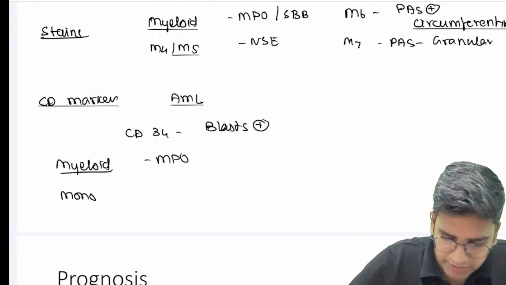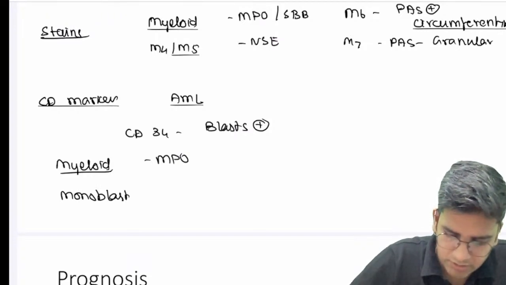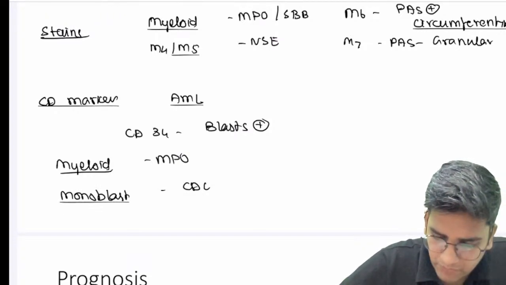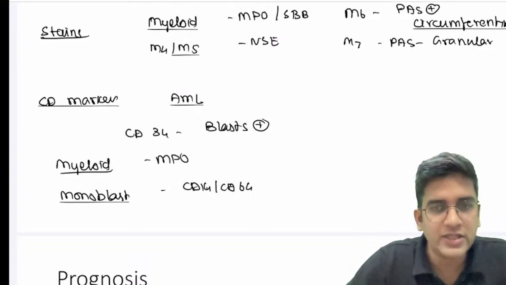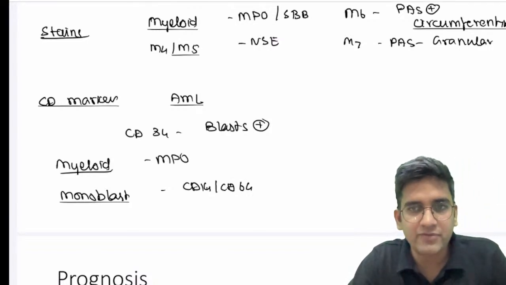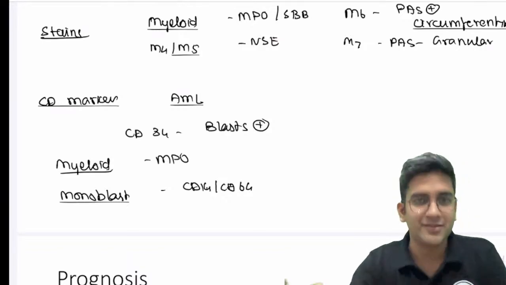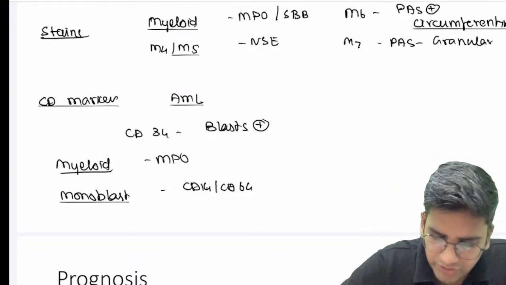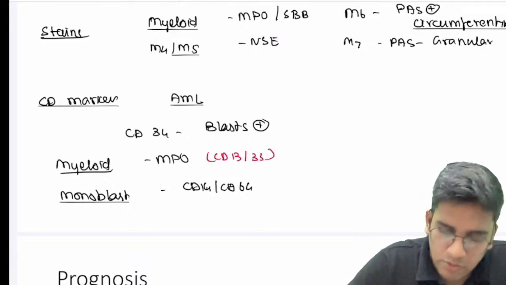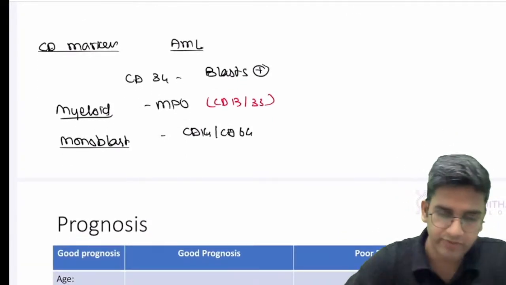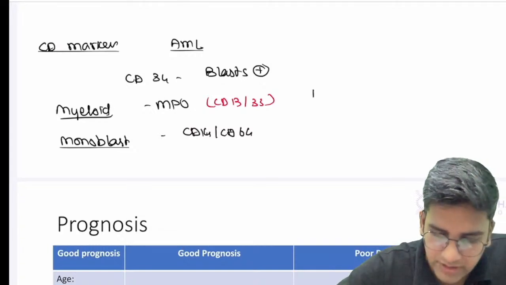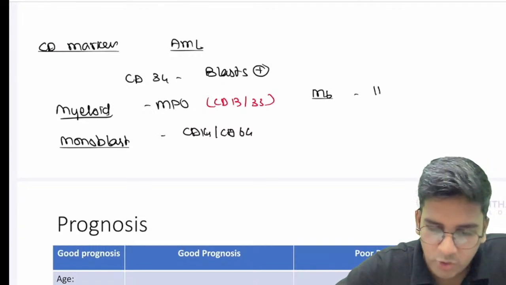If it's monocytic or monoblastic, we have CD14 and CD64. I'm not mentioning CD13 and CD33 for the only reason that we'll go for MPO as the final thing. You can add CD13 and CD33 also, but MPO undoubtedly is the most important thing. Apart from that, yes, CD13 and CD33 also are required, fine. Okay, then AML M6, simple: hemoglobin.